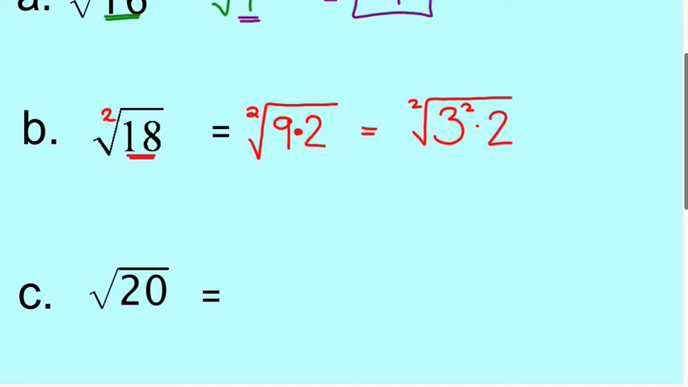Now, like I said in the last example, if your index and your power match up, then what you're left with is just the number 3. Now what's going to stay underneath is anything that's not raised to a minimum of 2 powers. So this doesn't have a 2 to the second. So that's what I call my leftovers. So that's a 2. If you want to throw the index in, you can do so. You don't have to with square roots.